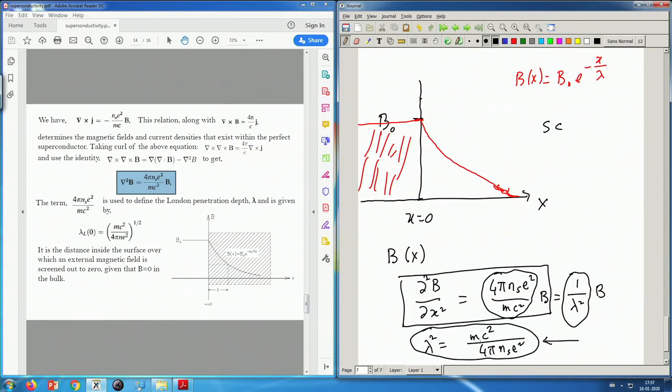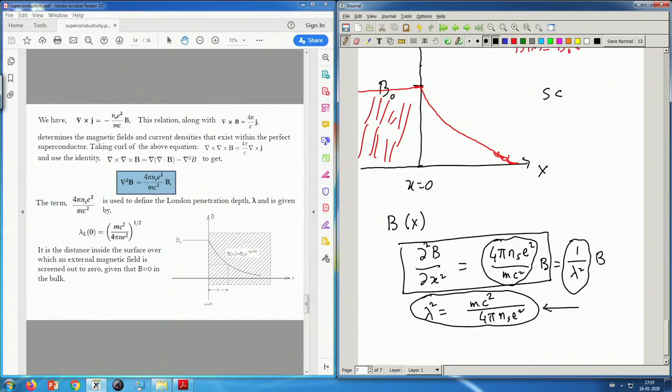So, for example, at extremely low temperature, where the n_s is almost equal to n, you can figure out what your lambda is and compare with experiments to check the validity of it, and indeed this has been done and checked that this is what happens in a superconductor.